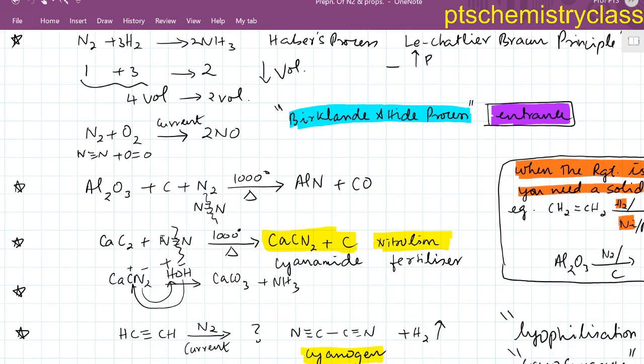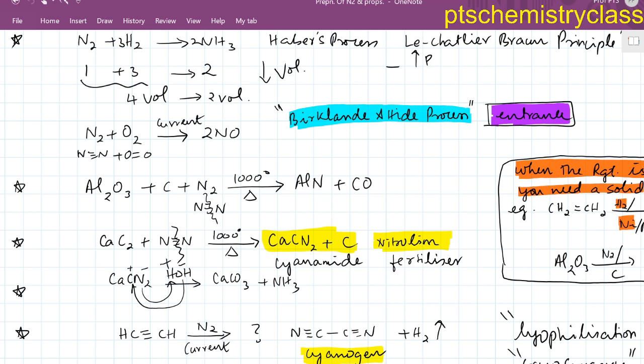And then the next reaction, reaction with oxides. So aluminum oxide, when we heat it, remember when the reagent is a gas, that is nitrogen, oxygen, whenever the reagent is a gas, we need a solid for that gas to get adhered to. Then the reaction will occur. We are going to study the surface chemistry chapter in detail.